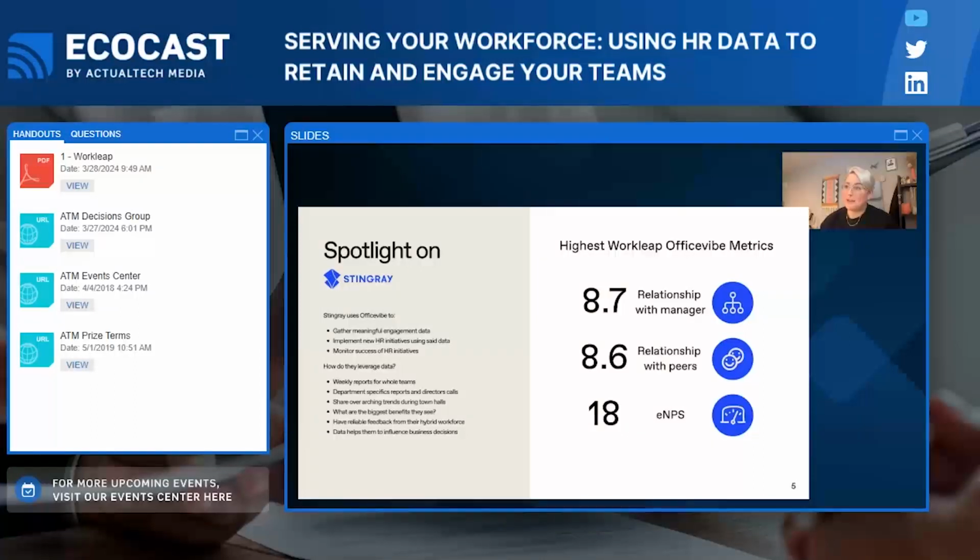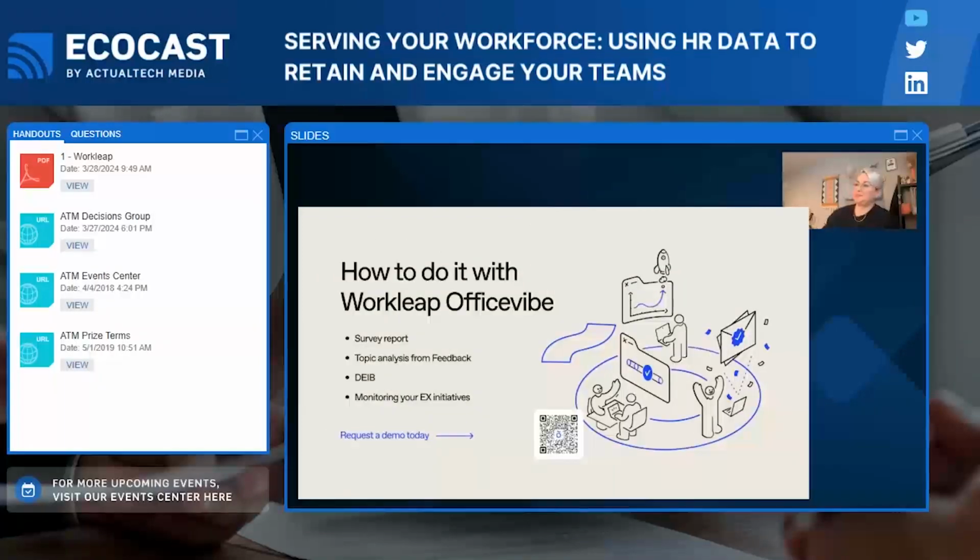And the main benefits that Stingray sees is having reliable feedback from their hybrid workforce, which is a reality a lot of us are working within today, especially post 2020, and data that helps them to influence business decisions. So these are really important indicators. When you're looking at the data that Office 5 provides you, you're able to really take action on what's happening within the tool. So how do we do it with WorkLeap Office 5?